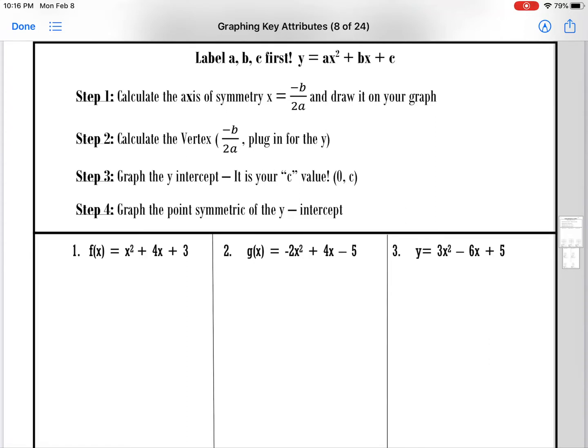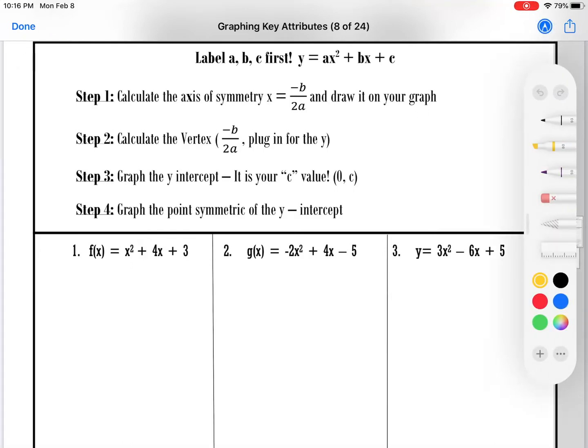So what it says here is label A, B, and C first. You know how to do this because we just did it when we factored. A is always the number in the front, that's with your x squared term. B is the number in the middle, that's with your x term. C is the number in the back, which is your constant, which is just a number. So in number 1, this is 1x squared. So my A is 1, my B is 4, and my C is 3.